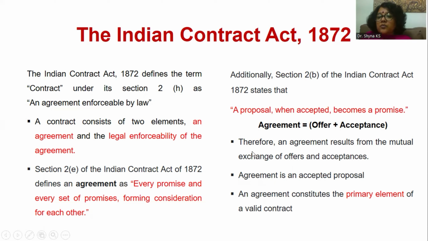Now we'll summarize a few more points. I'm reading out the points which I have summarized. An agreement results from the mutual exchange of offer and acceptance that we have explained already. One party offered something, the other party agreed to that offer. Then it became a mutual acceptance. Then an agreement is an accepted proposal, or it is a promise. Next, an agreement constitutes the primary element of a valid contract. This is the basics of a contract.